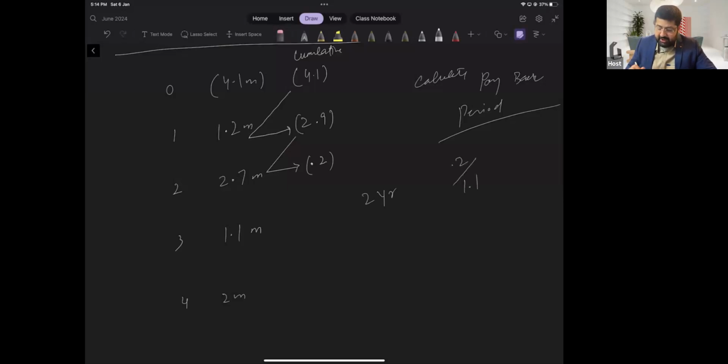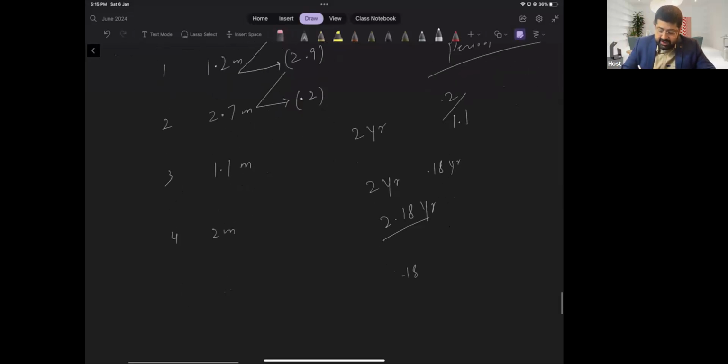0.2 divided by 1.1. How much is it? 0.2 divided by 1.1 is 0.18. Thank you. So 2.18 years or 2.2 years. That's good, this is correct. So 0.18 into 12 months.